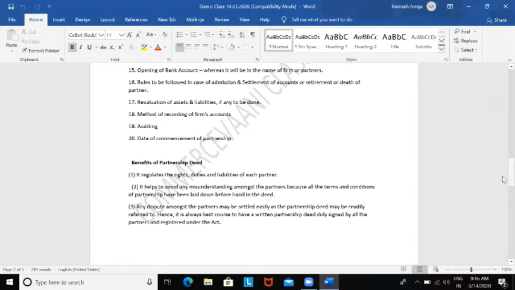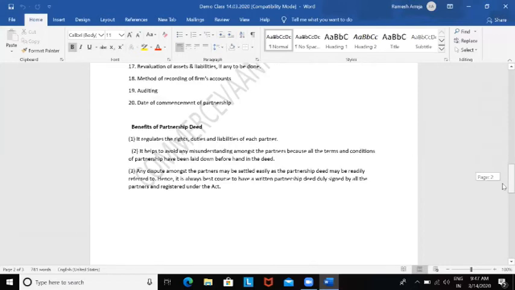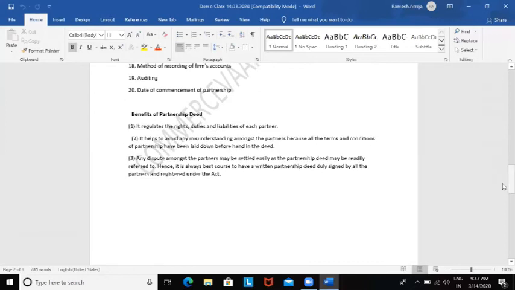Yes. It helps to avoid any misunderstanding amongst the partners because all the terms and conditions of partnership have been laid down beforehand in the deed. There will be dispute, but there are fewer chances of dispute since everything is put in writing. Any dispute among the partners may be settled easily as the partnership deed may be readily referred to.